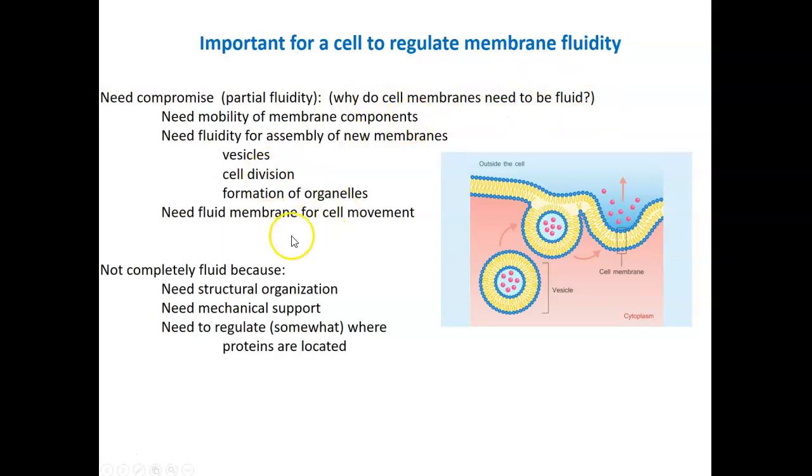It can't be completely fluid because we do need some structural integrity. We don't want to just let anything into the cell. So the fact that the phospholipid bilayer is partially fluid is absolutely essential. We want to be able to bring things in and send things out, but we don't want it so leaky that anything can enter, and we don't want it so rigid that it's going to break.